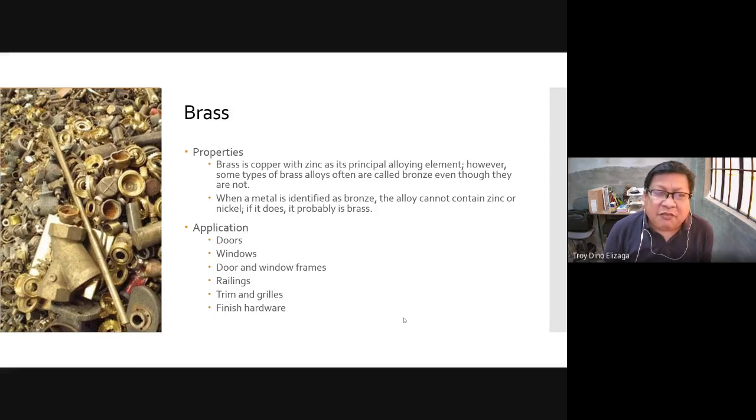So brass is used in many applications, also in architecture for doors and windows, especially in hardwares. You have a brass fitting, brass hinge, brass lock sets, then trims and grills and railings. They're also used in railings.